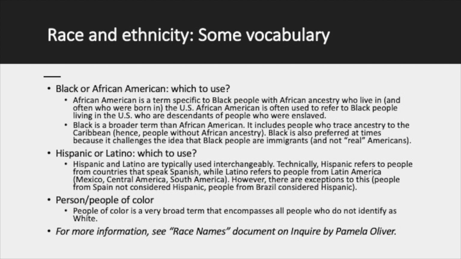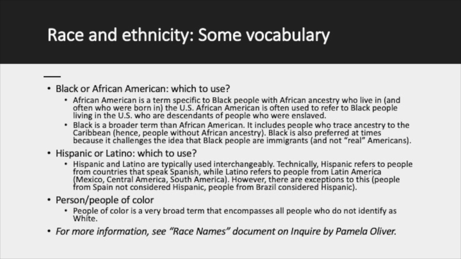Now, Black is a broader term. It's broader than African American, and I think some of us have been taught that calling somebody Black is inappropriate. That is not true. And for some people, Black is preferred over African American. There are a few reasons why we may use Black instead of African American.